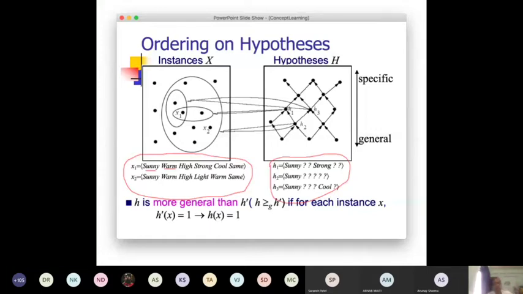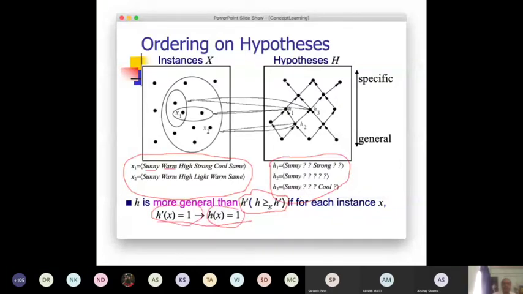So you see that H prime is more specific than H, or H is more general than H prime, if for every instance, whenever it is true for H prime, it is also true for H. This is how you state this fact. This is the implication: if H prime(x) equals 1, that implies that H(x) should also be equal to 1. If so, then you can say H is more general than H prime.